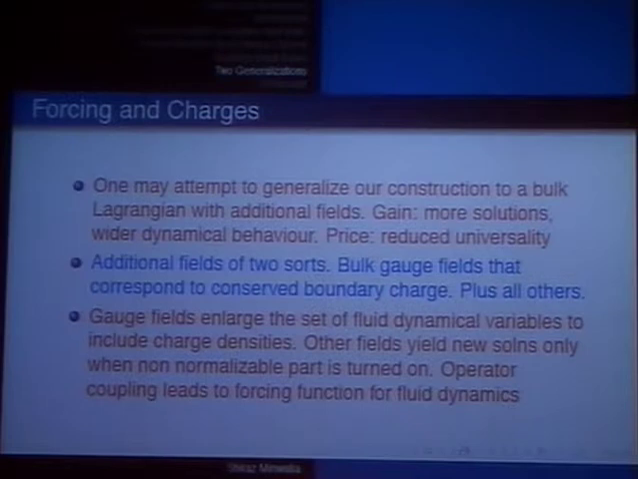So the additional fields that you can add are of 2 sorts. The first kind is a bulk gauge field that corresponds under the AdS/CFT dictionary to a boundary conserved charge. The second kind is a field that doesn't correspond to a boundary conserved charge. Everything else. Okay? And these 2 kinds of additions are qualitatively different. We've worked out one example of each. They're qualitatively different because when you add gauge fields, you enlarge the set of fluid dynamical variables to include charge densities apart from temperatures and velocities.